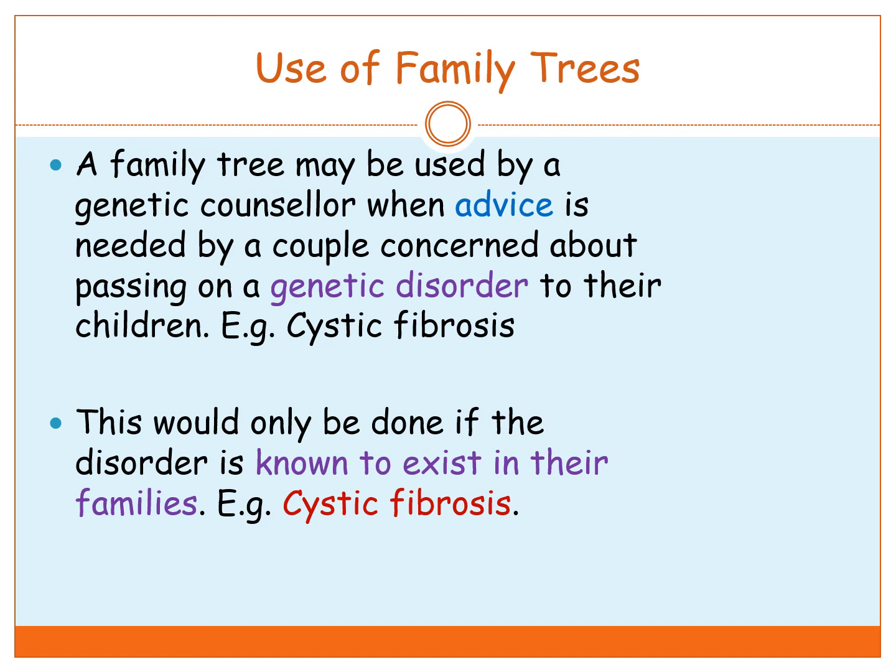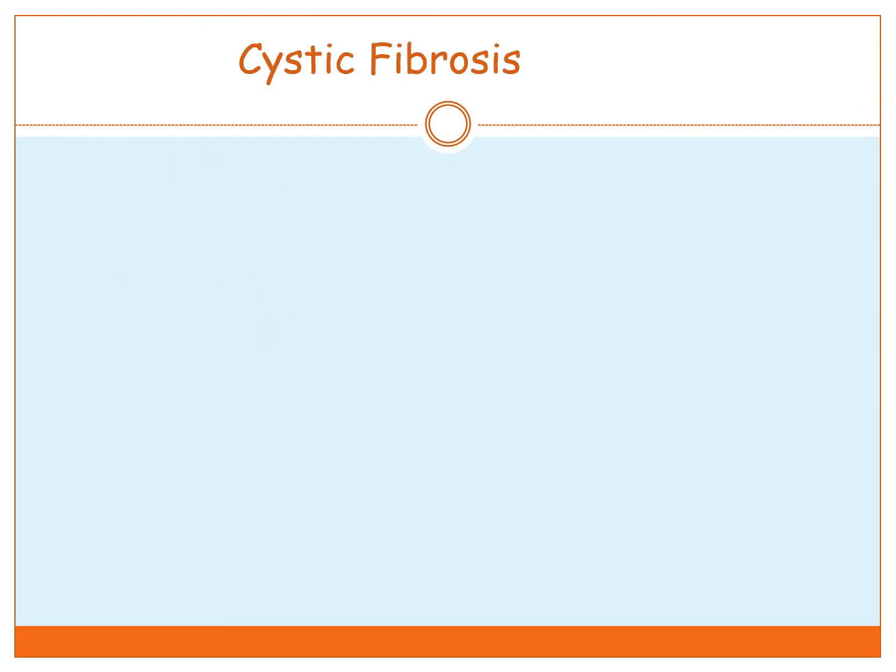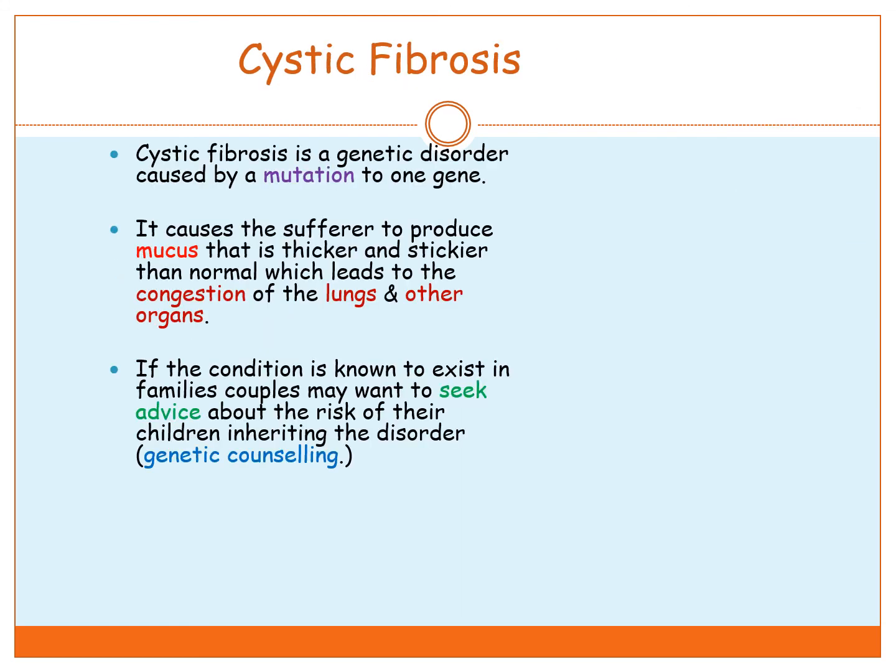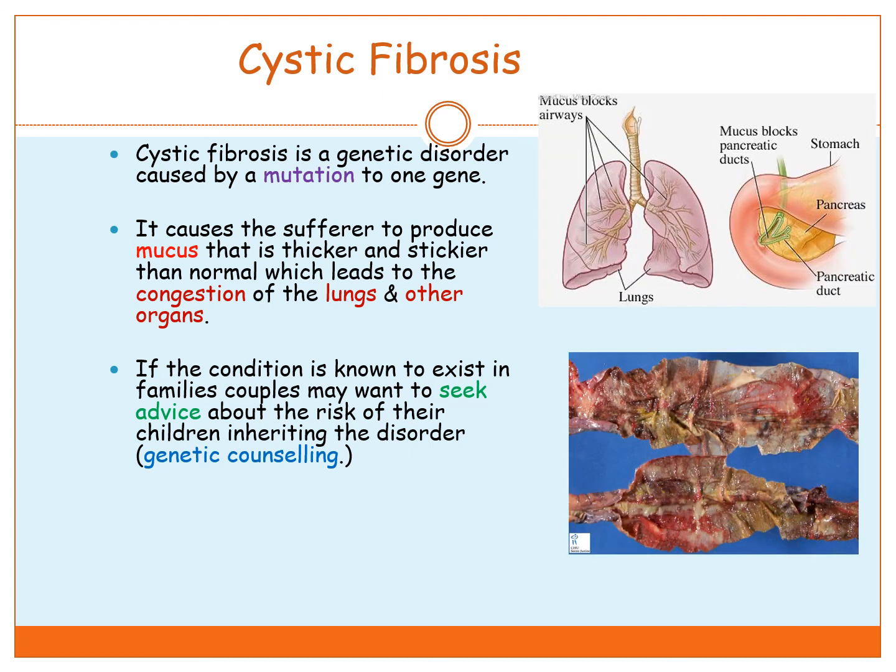So cystic fibrosis is a genetic disorder and it's caused by the mutation of one gene. And it causes the sufferer to produce mucus that is thick and stickier than normal, which leads to congestion of the lungs and other organs. If the condition is known to exist in families, couples may want to seek advice about the risk of their children inheriting the disorder, and that's called genetic counselling.